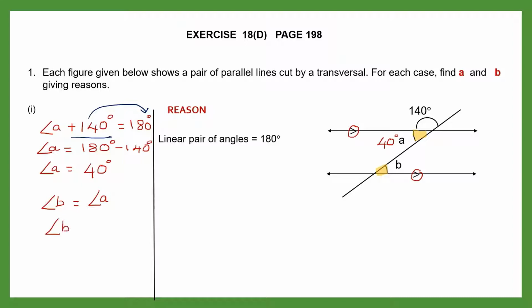So angle B is equal to, how much is A? 40 degrees. And the reason is interior alternate angles are equal. So we have found angle A to be 40 degrees and angle B also to be 40 degrees.